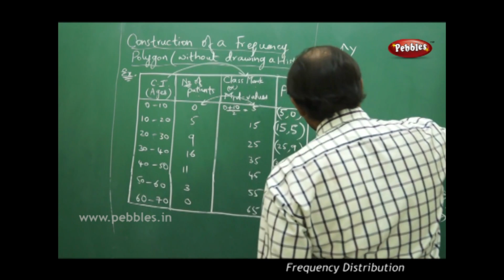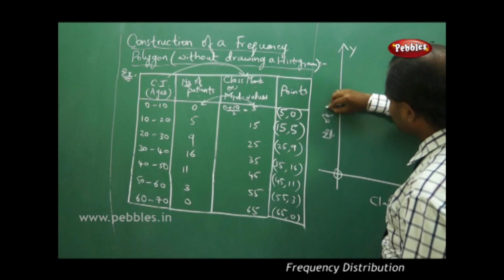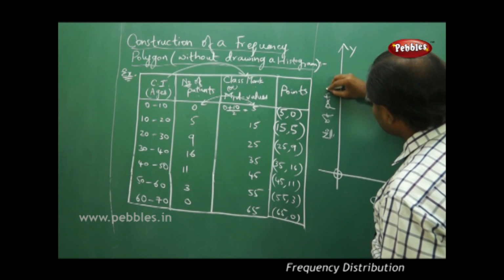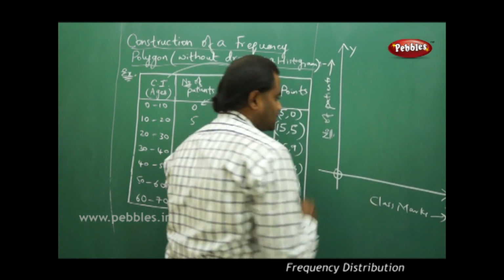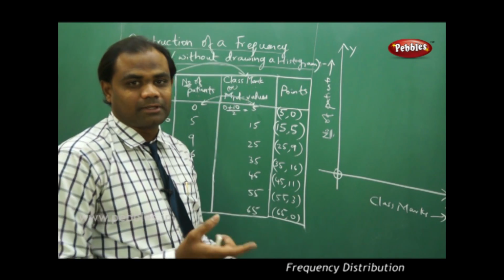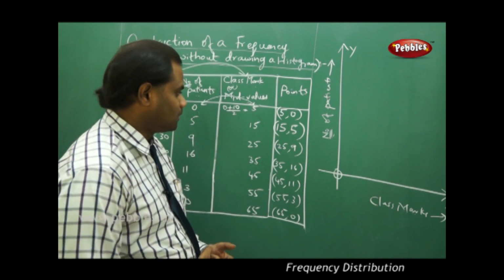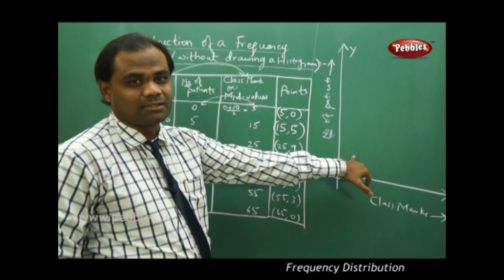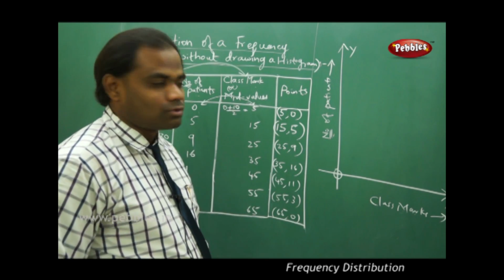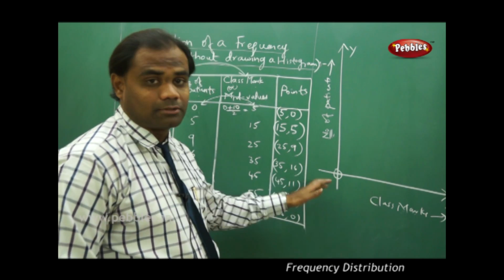So I get this. This is how the class marks and the number of patients are plotted respectively on the x and y axis. Now, in order to plot these points on the x and y axis, initially it's very important to make a suitable scale for the x-axis and y-axis for this particular problem.